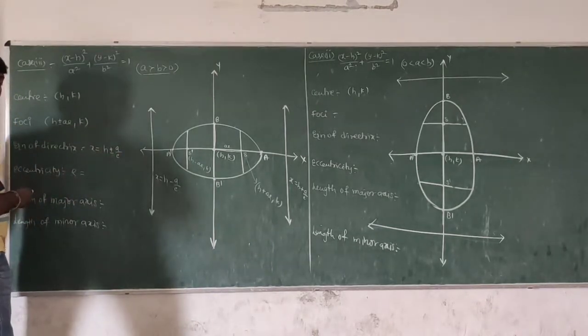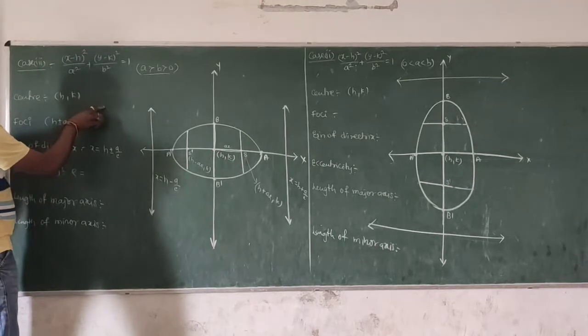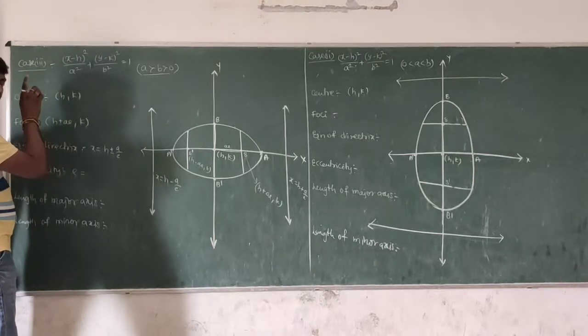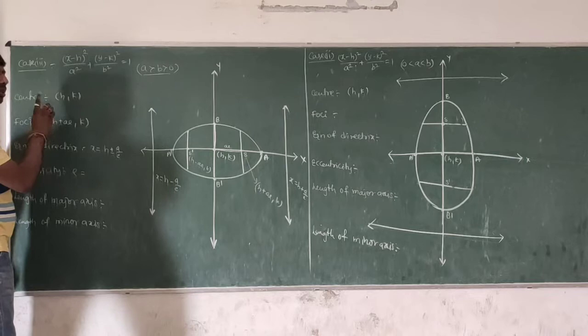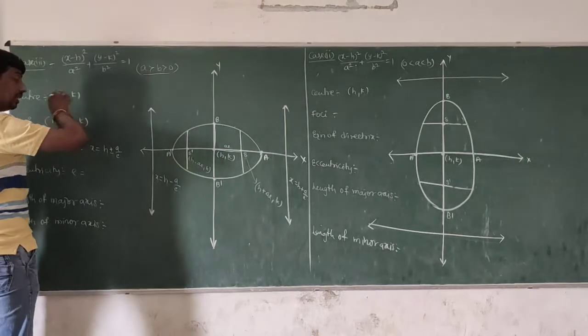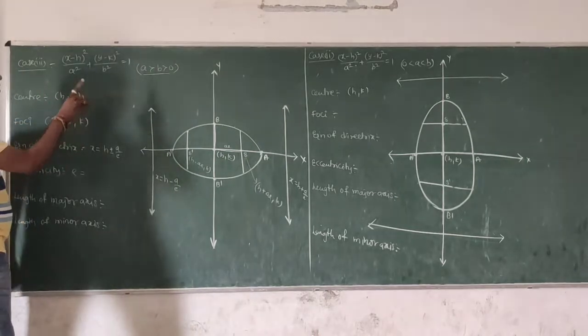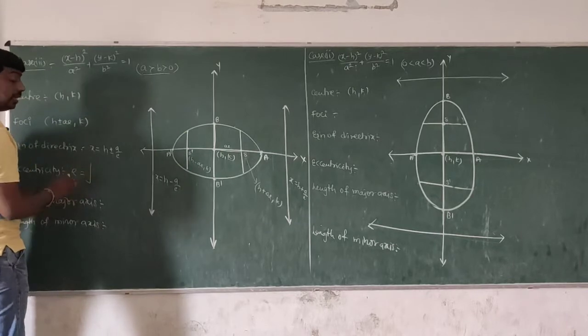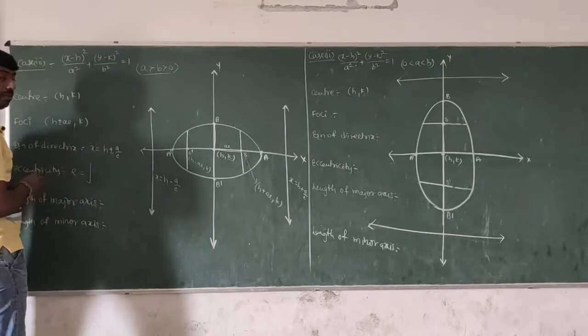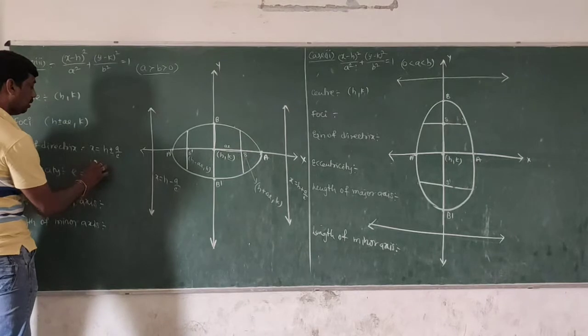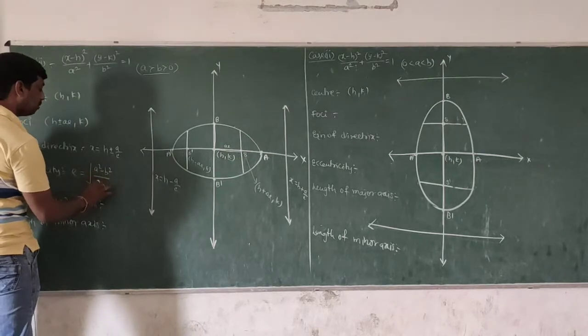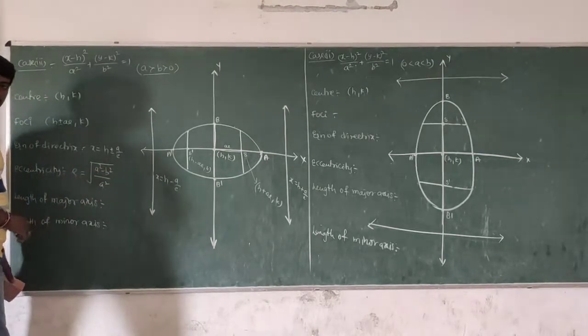Eccentricity is the same. The third case and the first case eccentricity formulas are both the same, because in both the first and third case a is greater than b. That's why e equals, as in the first case formula, the square root of (a square minus b square) by a square.